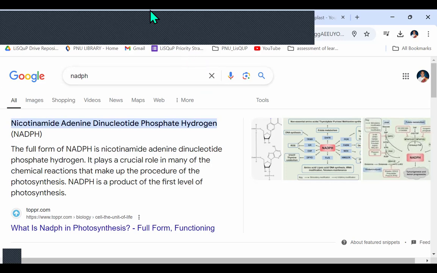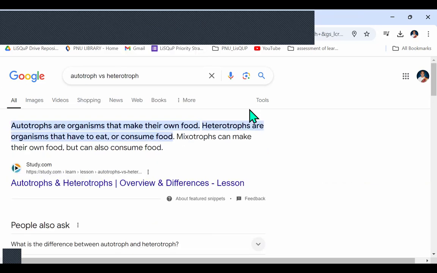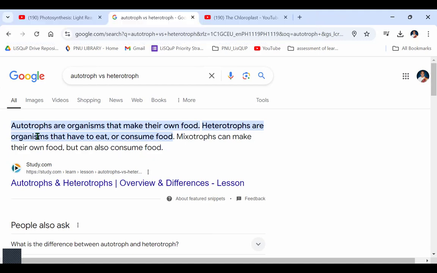And then as an overview, we need to know what heterotrophs and autotrophs are. Autotrophs are organisms that make their own food. And who are they? They are plants. Heterotrophs are organisms that have to eat or consume food. And there is another one. Mixotrophs can make their own food, but can also consume food. Okay, so it basically falls into heterotrophs.